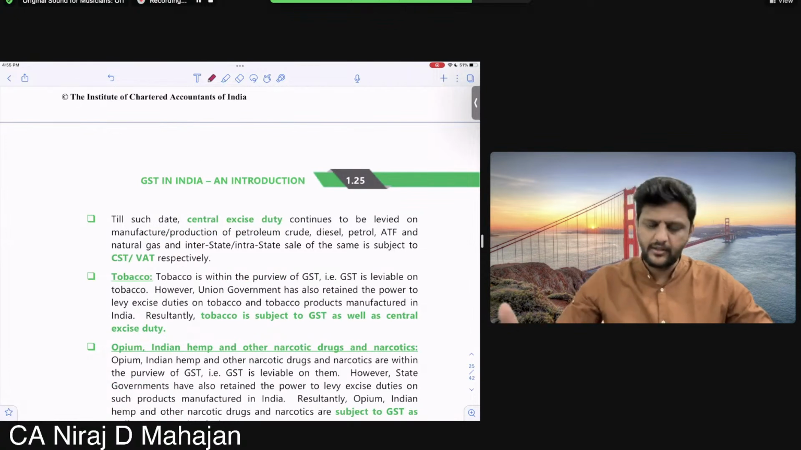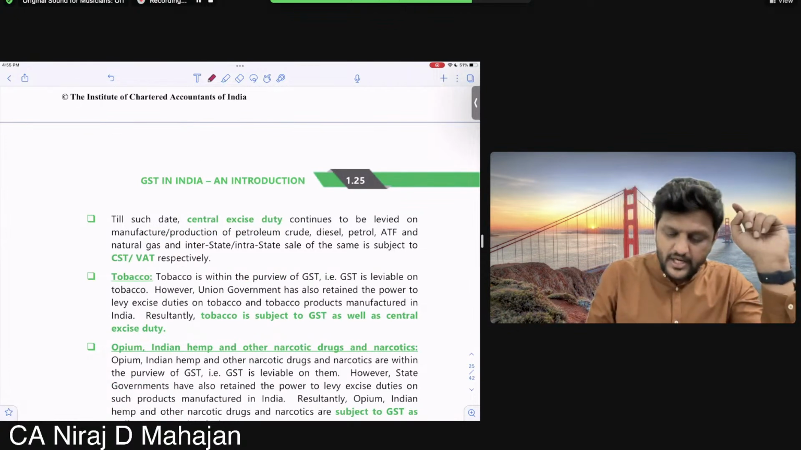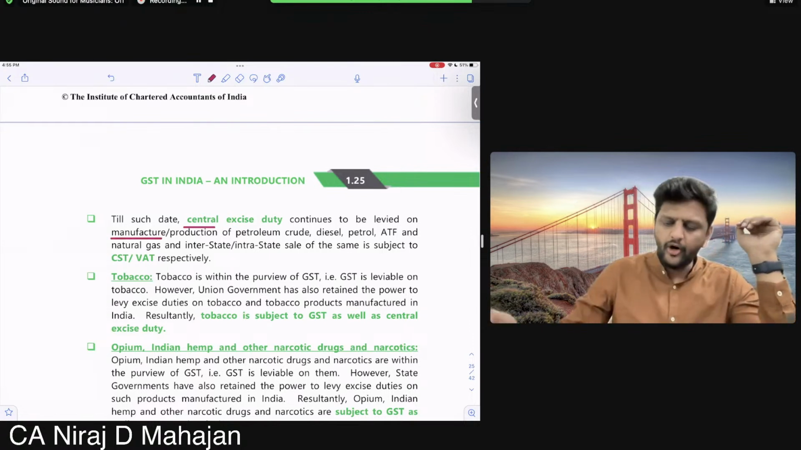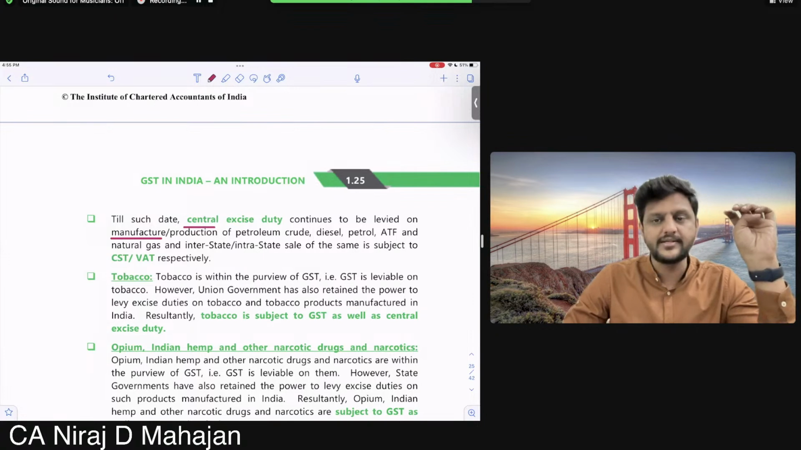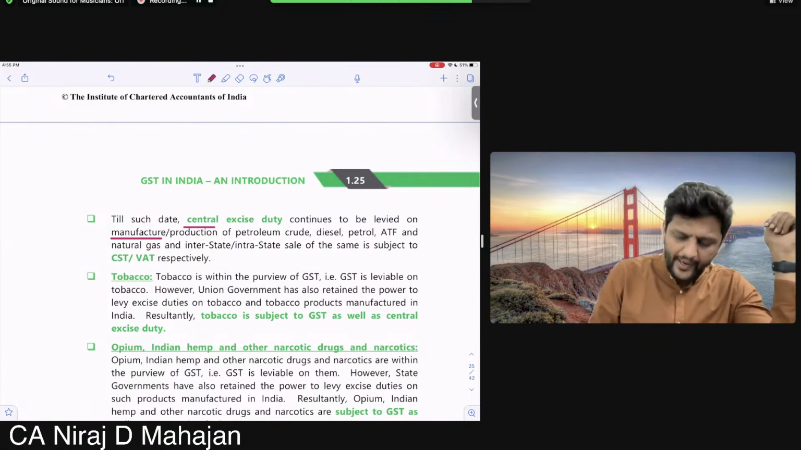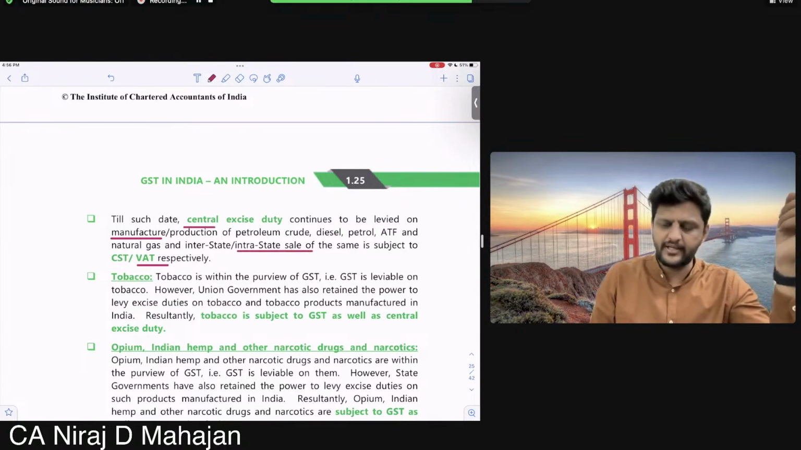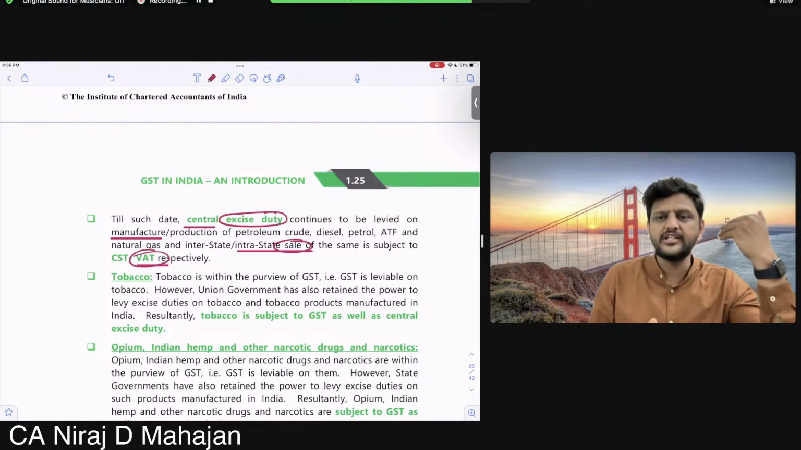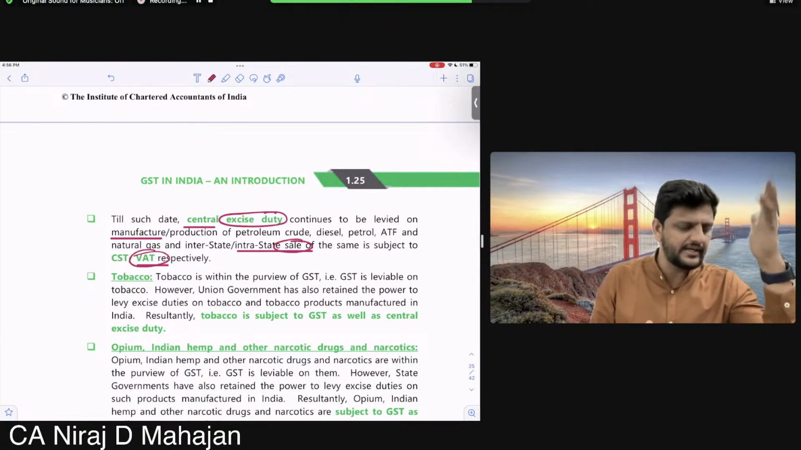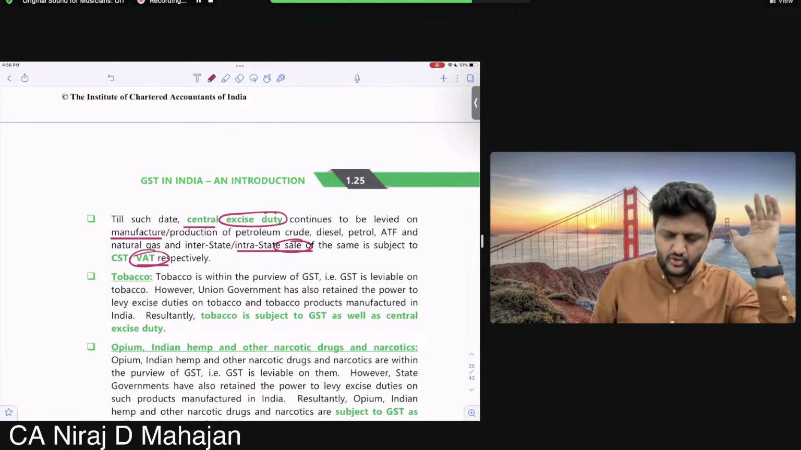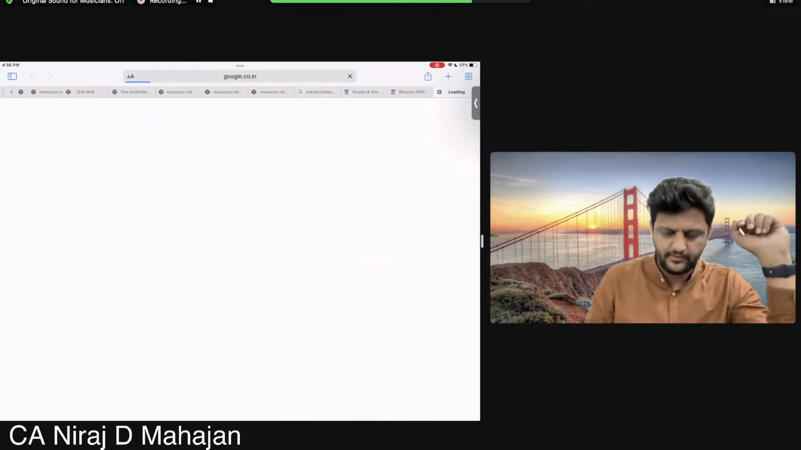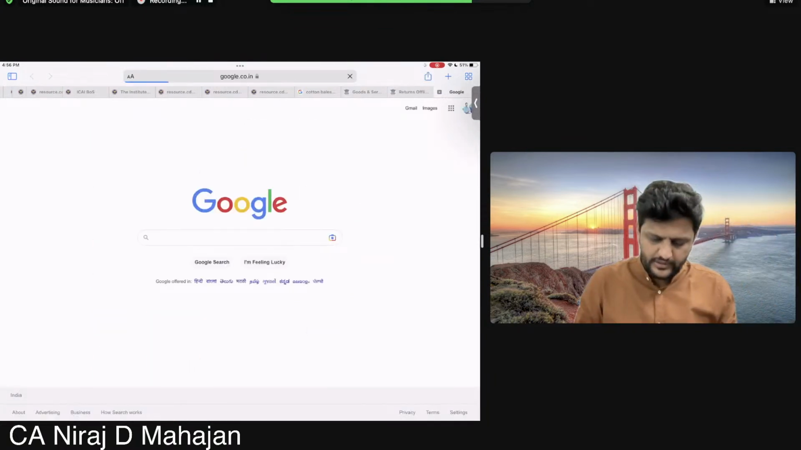Until that date comes, central, not state now, central excise duty continues to be levied on manufacture of crude, diesel, petrol, ATF and natural gas. And obviously VAT for intrastate sale. So again, manufacturing excise and sale VAT. And these people have driven the rates of taxes on these items crazy. I'll just quickly show you.